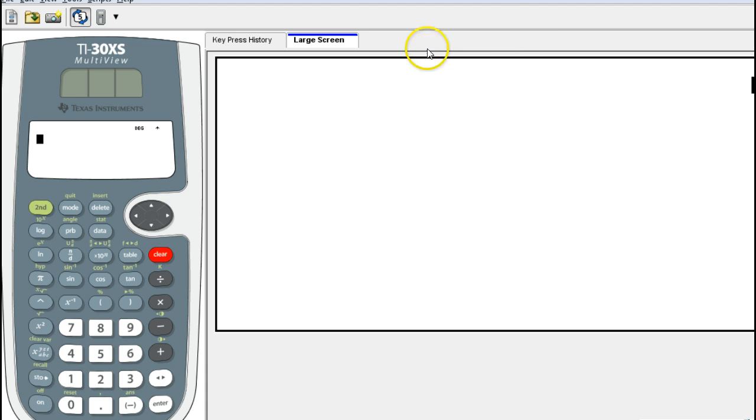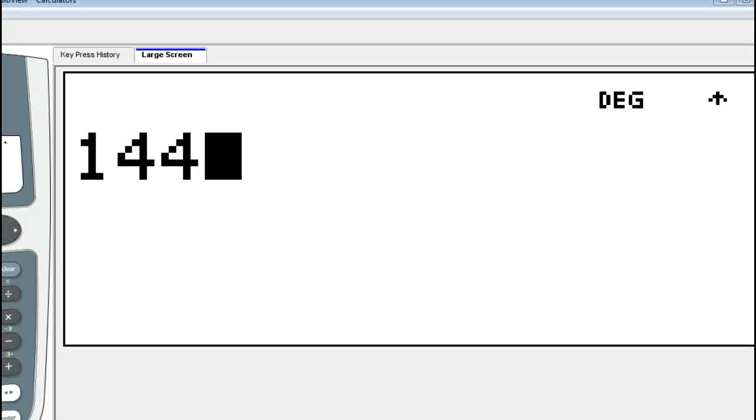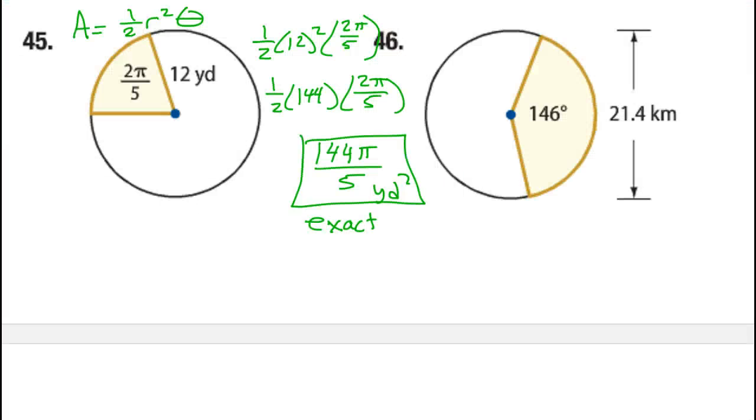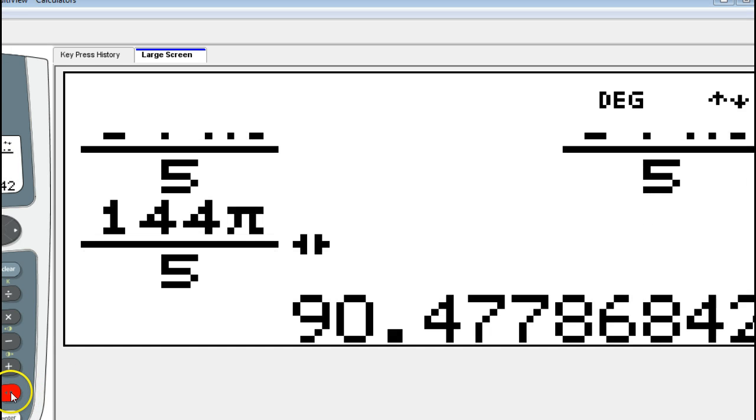Whoa, it's bigger than I thought. So what did we have? 144 pi over 5. Okay, so that's going to be 90.5.